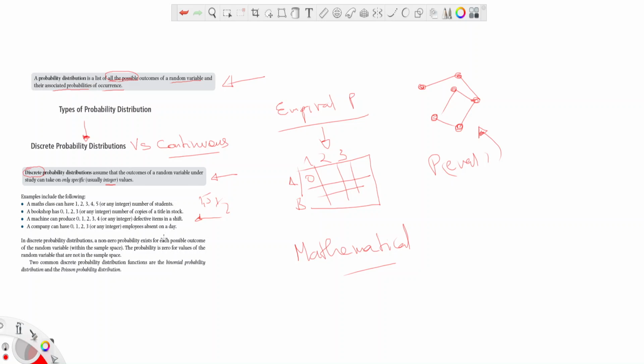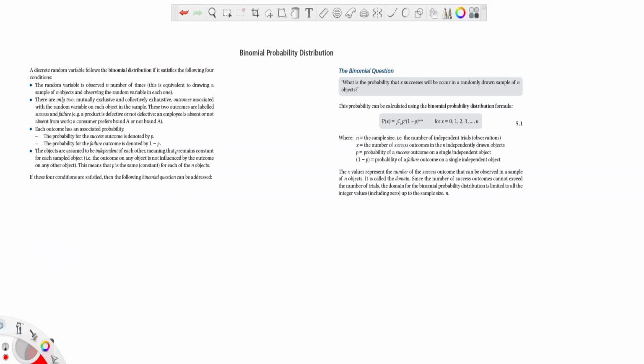When we look at discrete probability distribution, there is a non-zero probability for each possible outcome. So the probability is 0 for values of the random variable that are not in the sample space. That's what that means. And the two types of probability distribution here are going to be binomial probability distribution, and you also have what we refer to as the Poisson probability distribution. So now, without wasting much time on all this theoretical concept, let's start with binomial probability and understand what this binomial is.